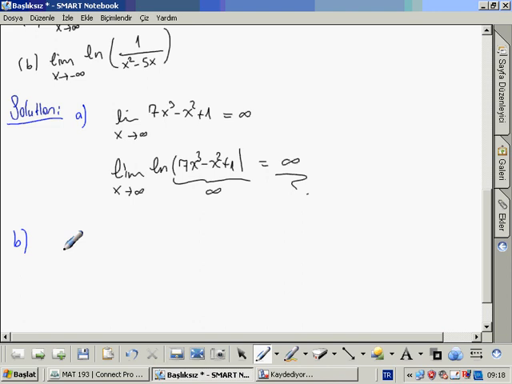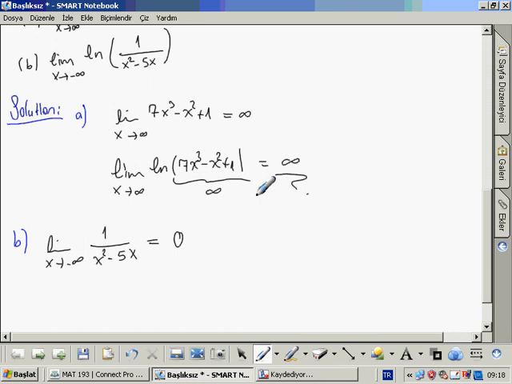So using the techniques, the limit as x goes to minus infinity of the argument, 1 over x squared minus 5x, is equal to 0, right? And the argument of the limit is 0. So what will we do?